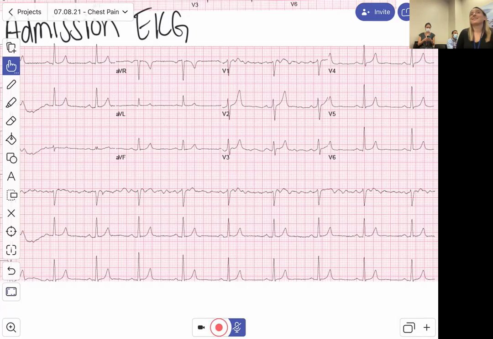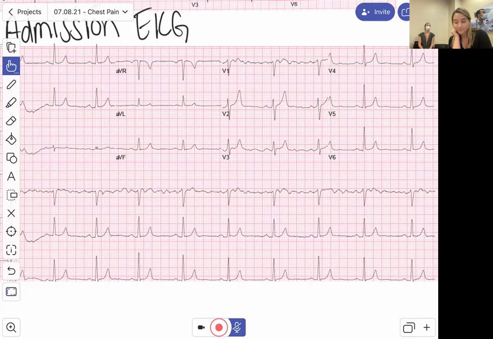It's a rate of 60, looks like normal sinus rhythm just based on lead 2, but then has that weird baseline in V1. Axis looks like it's up in 2 and up in aVF, so I'd say normal axis. The intervals look good.